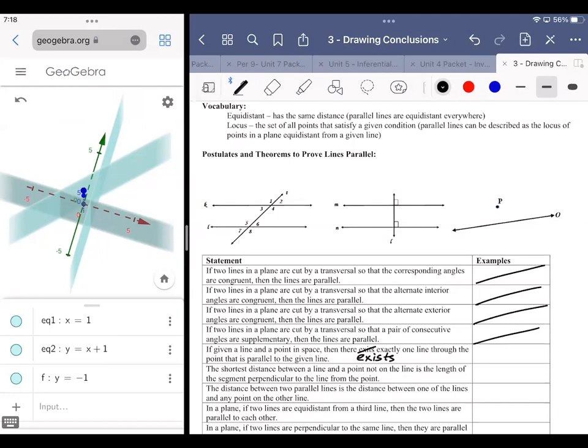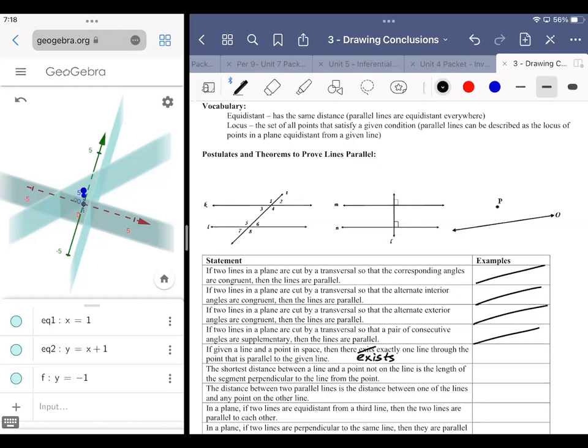But we talked about if two parallel lines were cut by a transversal, then what would happen? You'd have corresponding angles congruent, alternate interior angles congruent, alternate exterior angles congruent, and then we'd have consecutive angles being supplementary. But one of the things we need to know is how we can prove that two lines are parallel to one another. What we can actually do is use some of these relationships to help us draw that conclusion.